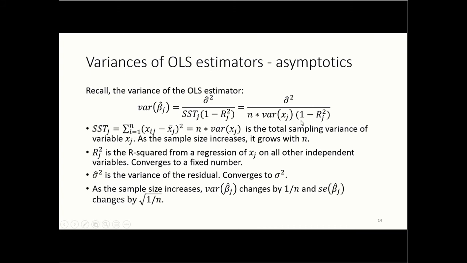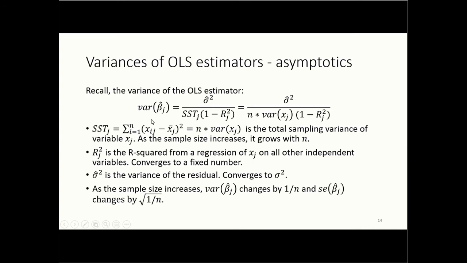And so let's think about what this expression converges to. Sigma hat squared converges to sigma squared in large samples. r squared j is an r squared from a regression, so even with a large sample, that would settle on a fixed number somewhere between 0 and 1. The variance of xj would also converge to a number. And so the only thing that changes when sample size grows is n.